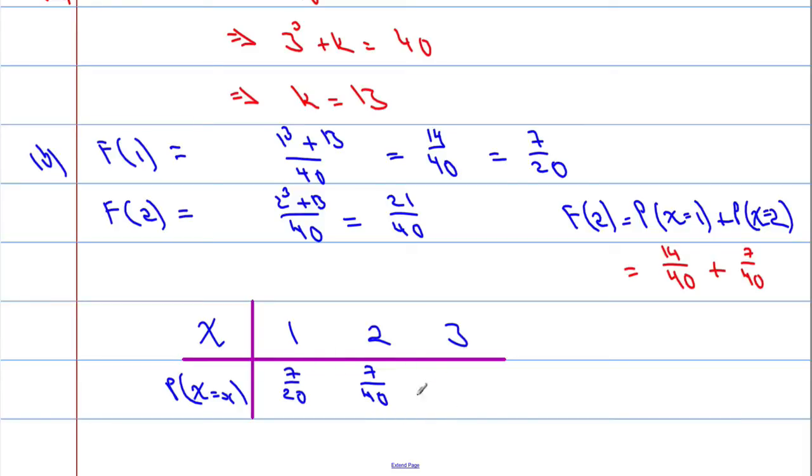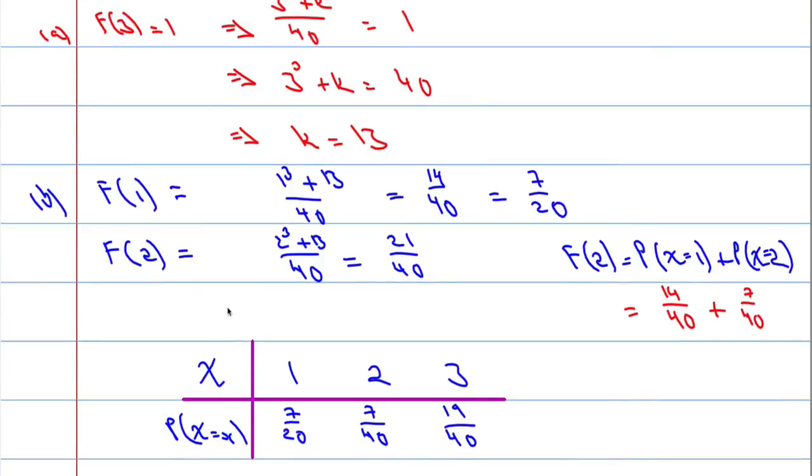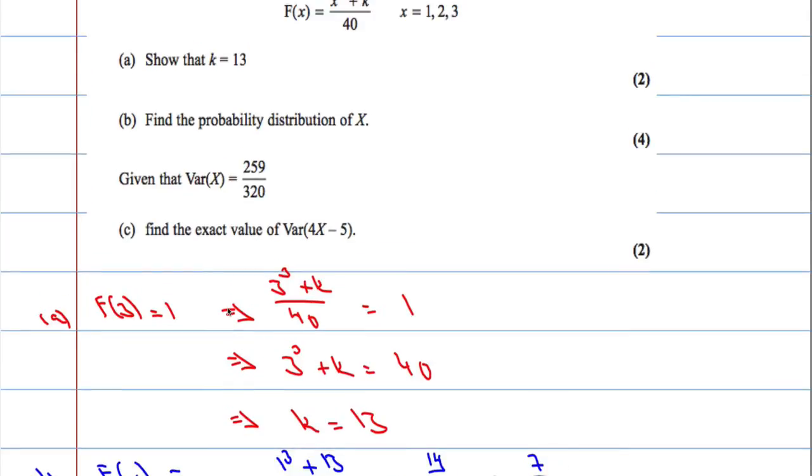And then finally, to work out the last value, well, we know that all the probabilities have to add to 1. That's 7 over 40. That's 14 over 40, which is 21 over 40, which means this one here must be 19 over 40. Hence our probability distribution is found.